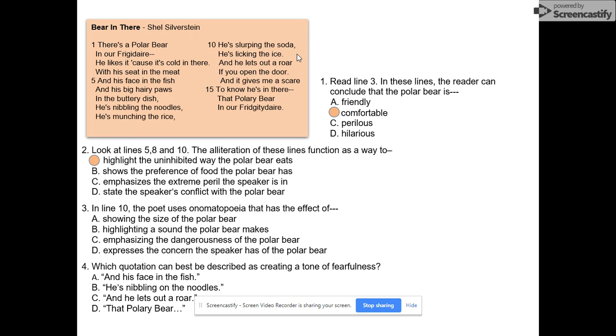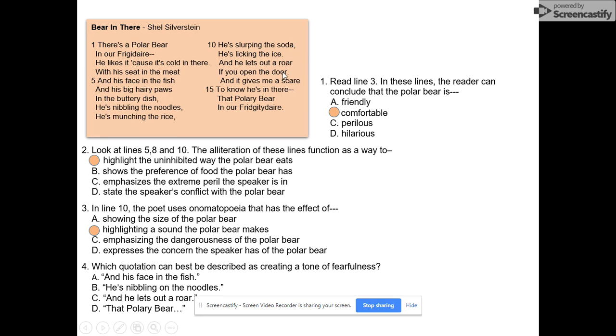Is he A, trying to show the size of the polar bear? B, highlighting a sound that the polar bear makes? C, emphasizing the dangerousness of the polar bear? Or D, expressing the concern the speaker has of the polar bear? Well, this is kind of simple. It's onomatopoeia, which is always about sound. So the poet is using the onomatopoeia to highlight the sound that the bear is making while he's drinking his soda.